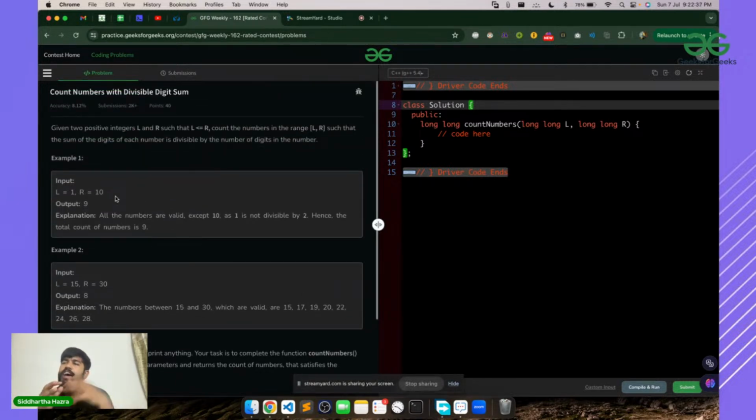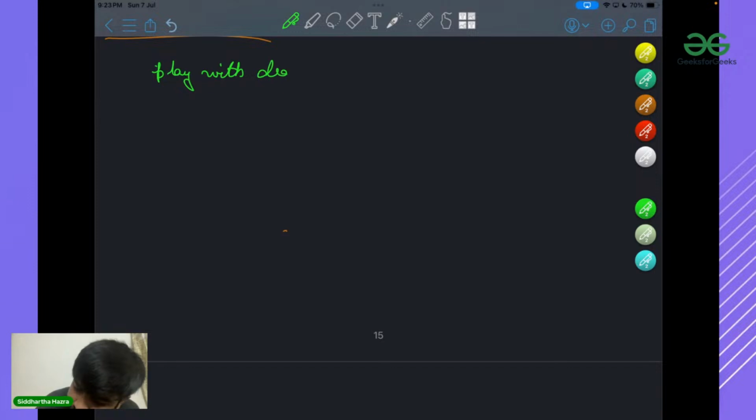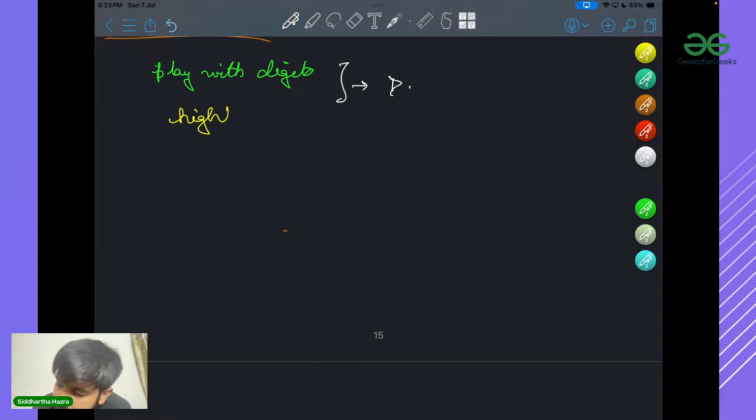This is a very good indication for this kind of problem: whenever you are told to play with digits and the constraint is unusually high, then that problem is none other than a problem of something known as digit DP.